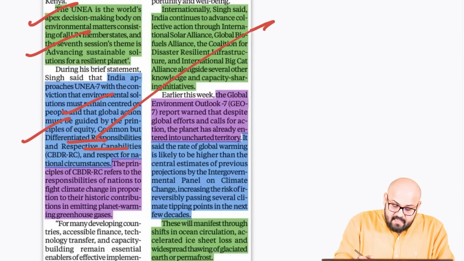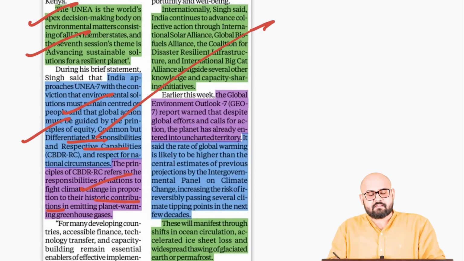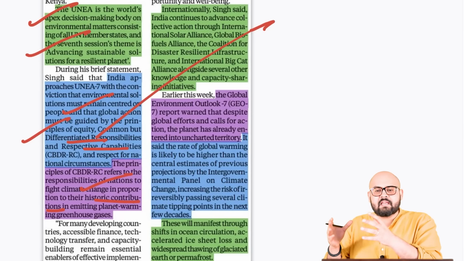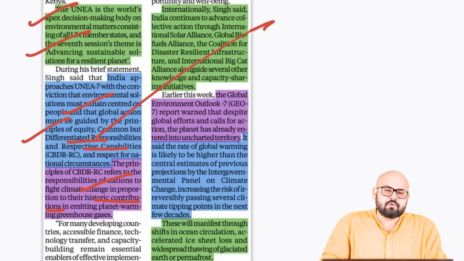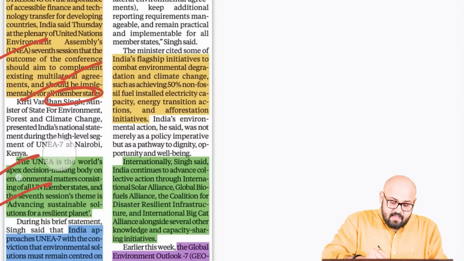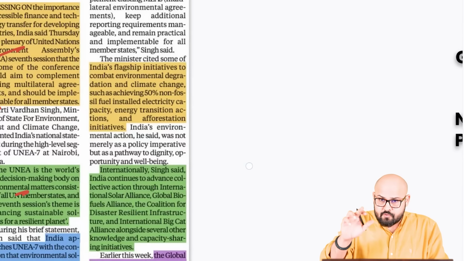The principle of CBDR-RC refers to the responsibilities of nations to fight climate change in proportion to their historic contributions in emitting planet-warming greenhouse gases. So, if we look at our contribution with respect to the overall greenhouse gases, it's still very less as compared to countries like the US or the European countries, right? Then we have the flagship initiatives, and the minister has also talked about the kind of initiatives which India has been taking, and these are important. We'll also talk about them.